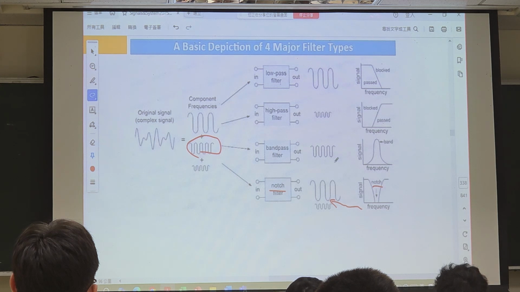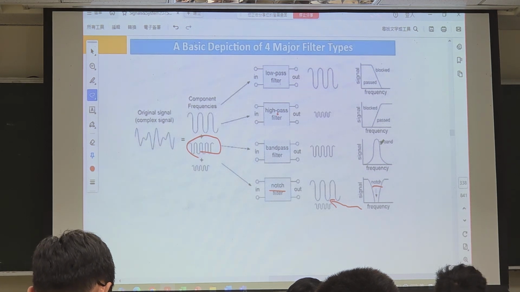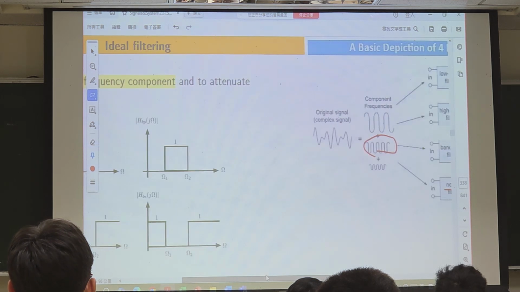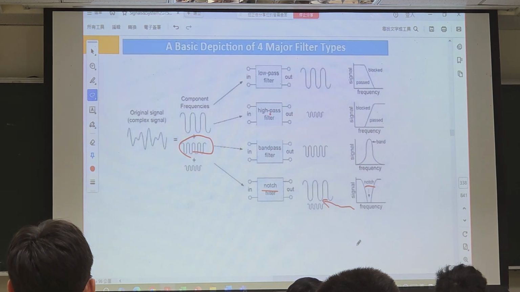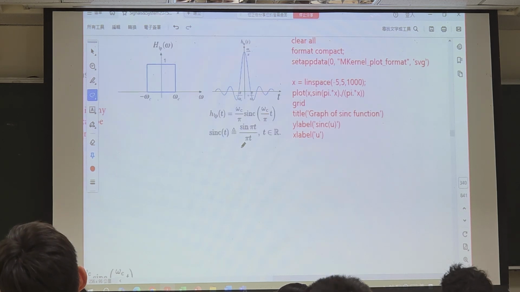Okay? So basically we have the following four types of filter: low pass, high pass, band pass, and also notch filter. And how to design the filter is a very interesting topic. Hopefully we have enough time to go through that. Okay? All right.